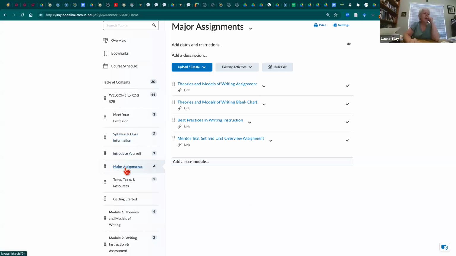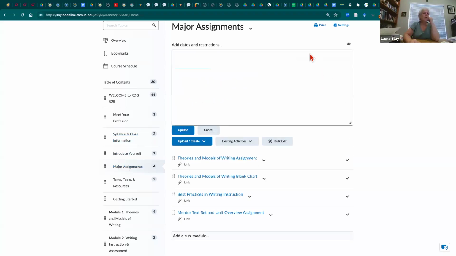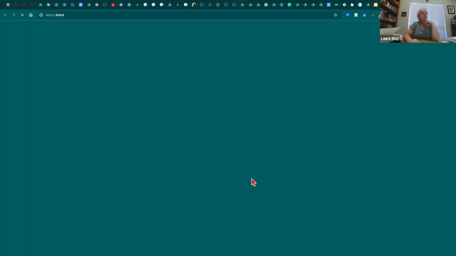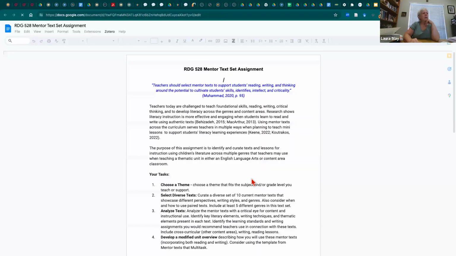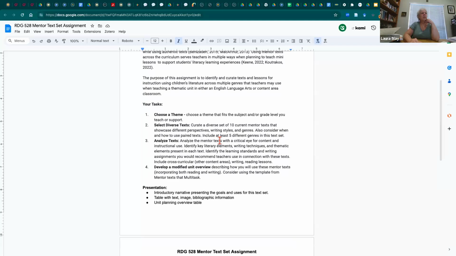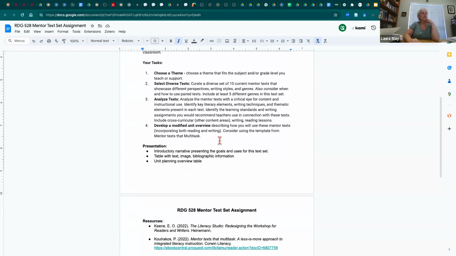It's under major. I thought I linked this in maybe an announcement or in the description for the module, but I'll double check to make sure I haven't confused myself. But here is the mentor text set and unit overview. If all else fails, it's right under here, under the welcome to this course and major assignments. And that's the one where you're choosing a theme, you're selecting your diverse texts, and you're analyzing them.